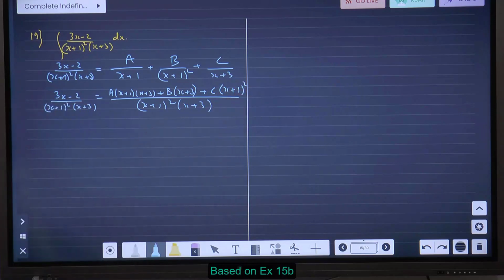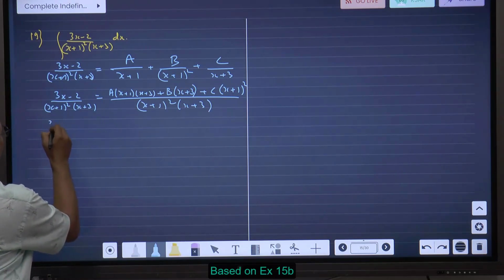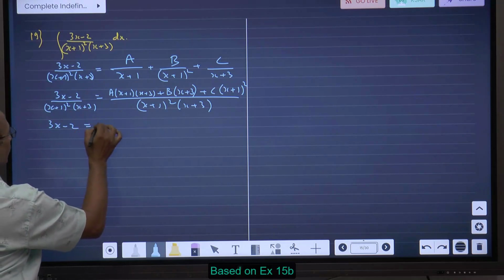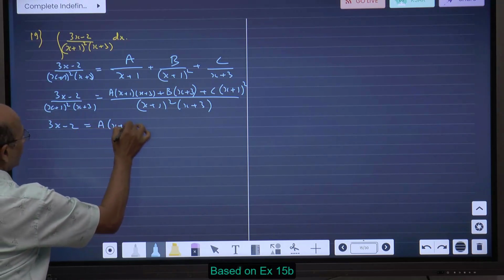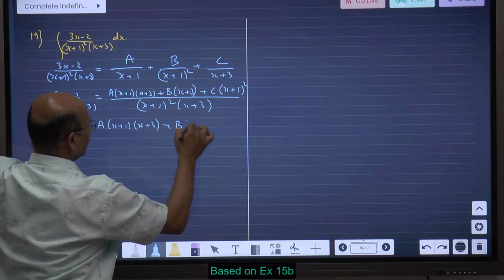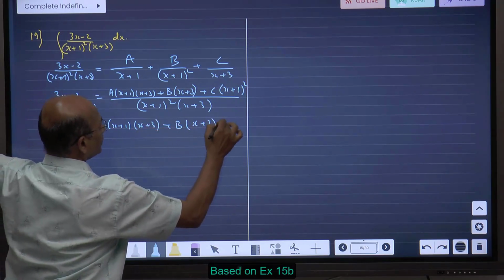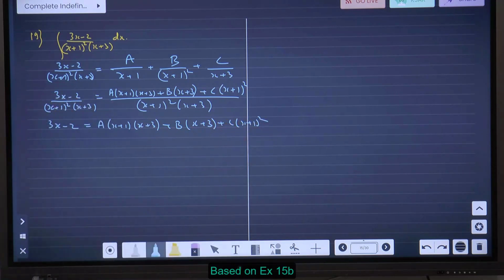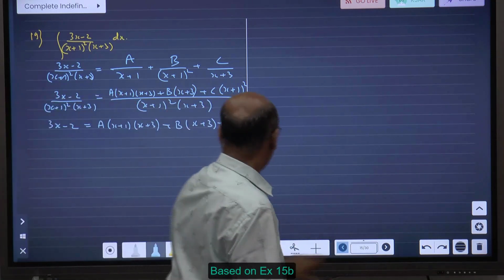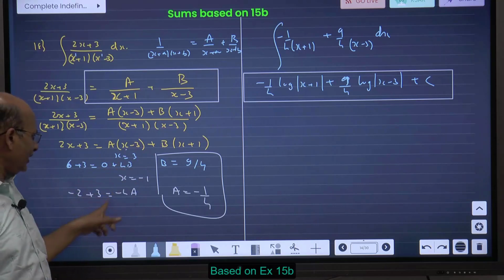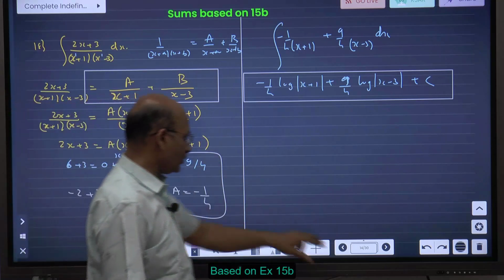Now if you look, the denominators are equal on both sides as in the previous question, so equate the numerators. Remember, in all the cases you have to find A, B and C. 3x minus 2 is equal to A into x plus 1 into x plus 3, plus B into x plus 3, plus C into x plus 1 whole square. Now search for the linear factor, because if you see the linear factor here, you can easily substitute something and get the answer for the constants A, B, C which you are supposed to find.